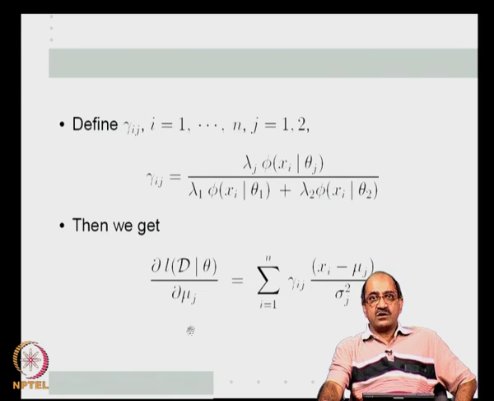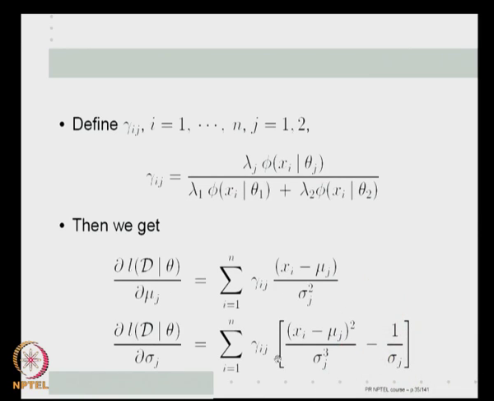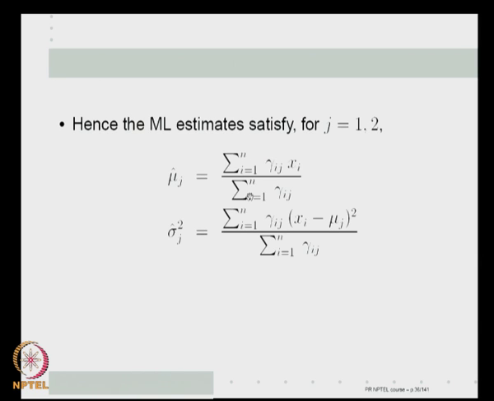As I said, the derivative with respect to sigma j will also be the same. So, let us write that also. So, once again it will be summation over I gamma I j, and instead of this term, the sigma j derivative term will come there. So, if I want to solve for this, I have to just equate them to 0. So, for example, if I equate them to 0, what do I get? Summation gamma I j x I minus mu j equal to 0 by multiplying with sigma j square, right. That will give me summation gamma I j x I is equal to mu j times summation gamma I j. So, I can easily solve for mu j, that is what I get. So, I know the ML estimate satisfies mu j is summation I is equal to 1 to n gamma I j x I by summation gamma I j.